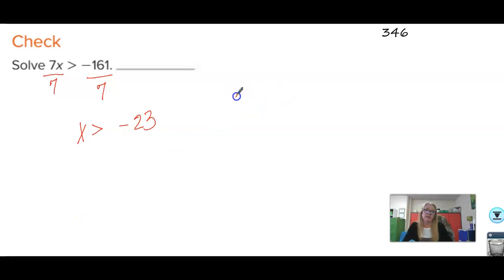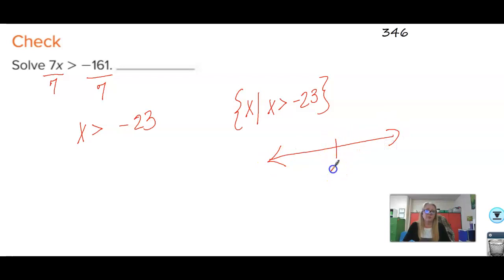Now, you could write it in set builder notation. X is greater than negative 23. If you want to graph it, you can graph it. I've just put negative 23 here. Open circle. What numbers are greater than negative 23? The ones over here. There you go.